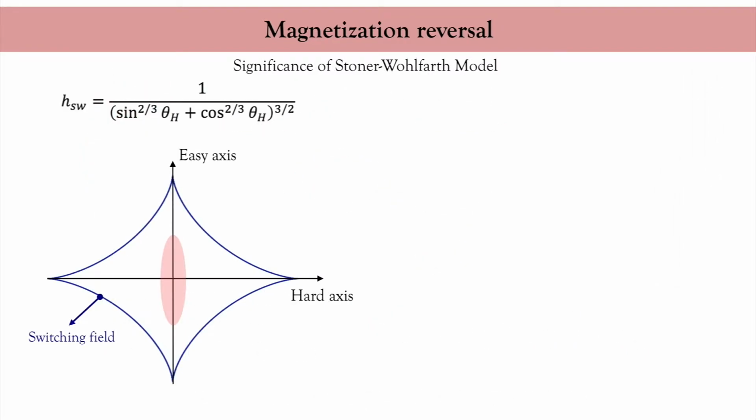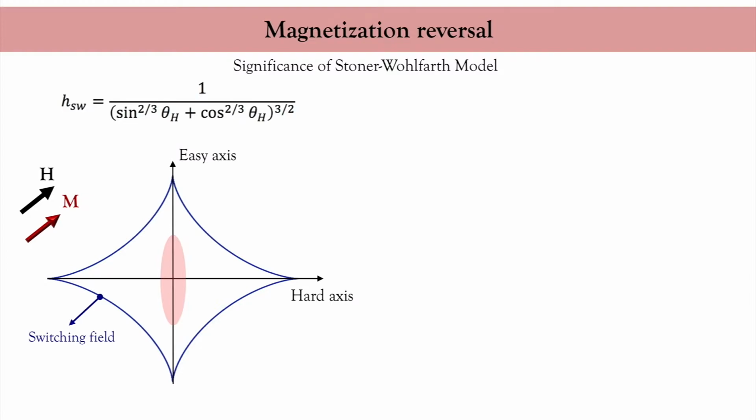Now, what is the meaning of this formula? If I plot the switching field as a function of the magnetic field angle theta h, I obtain the famous Stoner-Wohlfarth asteroid. Let's see how I can use it to determine the magnetization switching behavior. In this discussion, the magnetic field is represented by a black arrow and the magnetization direction is represented by a red arrow.